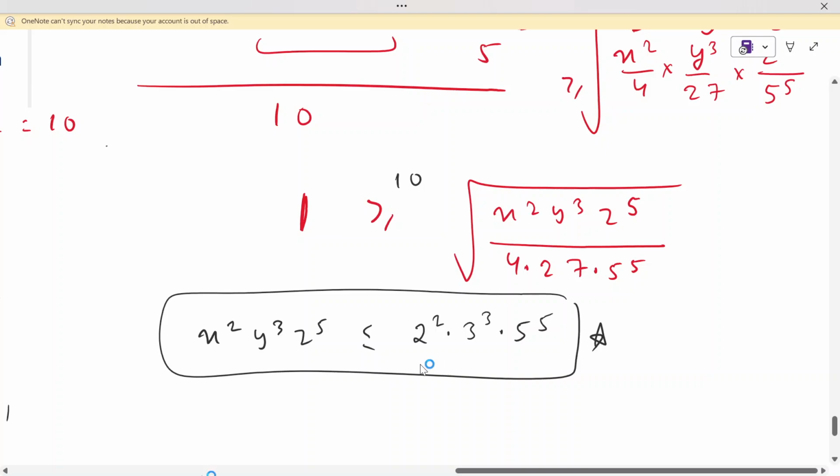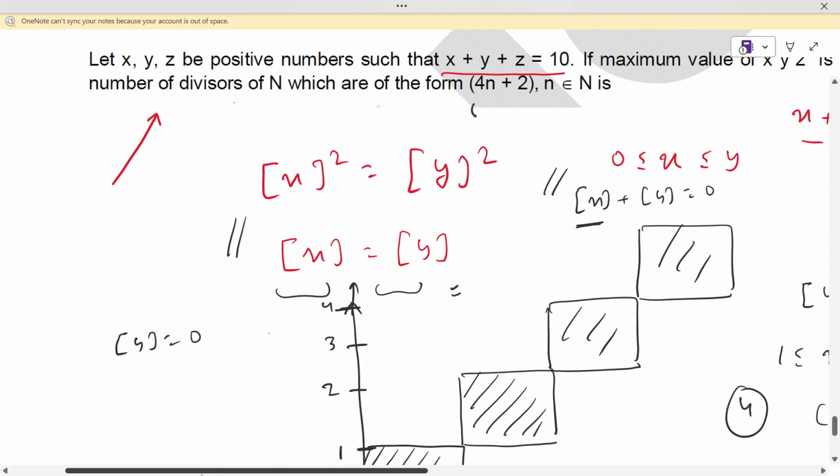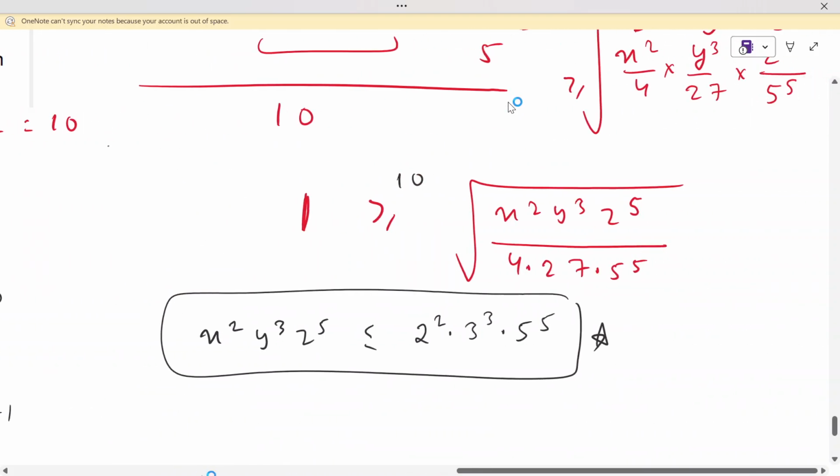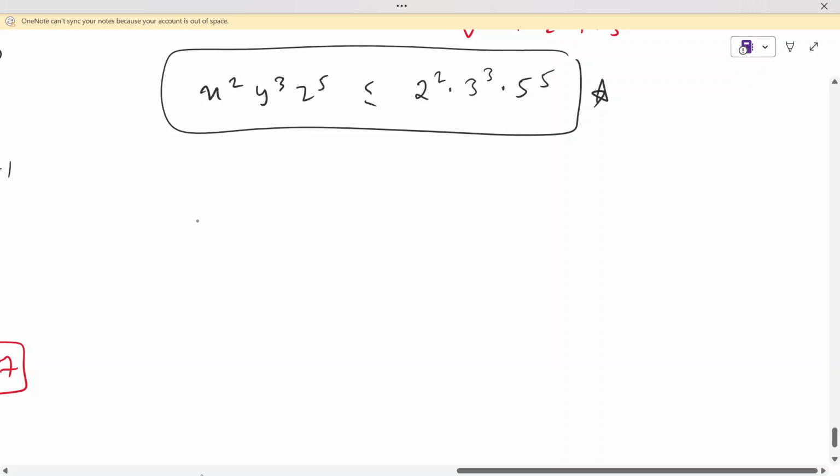So now it says this is like 2 square 3 cube 5 cube over 5. This particular divisor we have to calculate, of which are of 4n plus 2 type, right? And n is natural there. Fine. So the number is what? Our number is 2 square into 3 cube into 5 to the power 5.